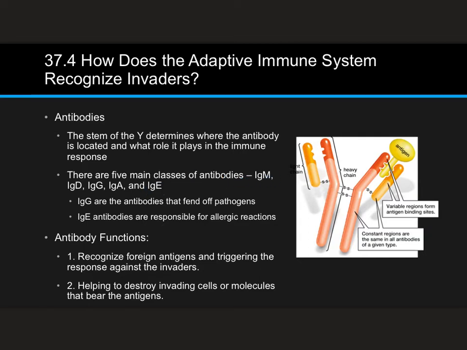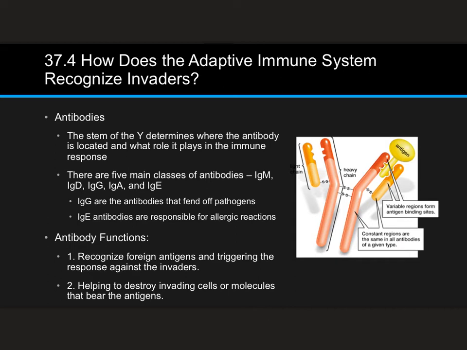Okay, you don't have to memorize all 5 of those. The two that will probably come up again for us, IgG types of antibodies are the antibodies that fend off pathogens, okay? IgE, those are the ones that are responsible for allergic reactions. So if you have like a peanut allergy, a nut allergy, shellfish allergy, what that means is that you have IgE antibodies that go into full immune response when you consume or touch or whatever it is, however you are allergic to that particular product. Okay, so that's what those are.